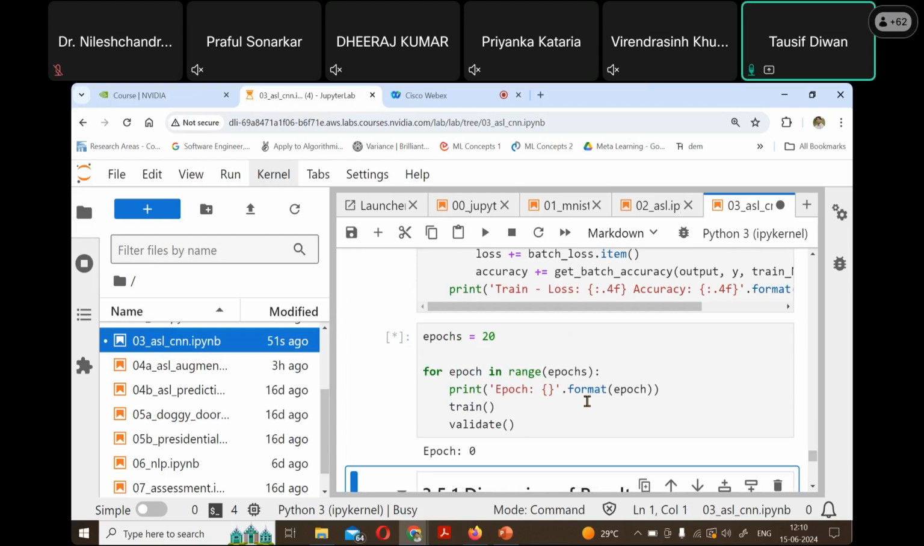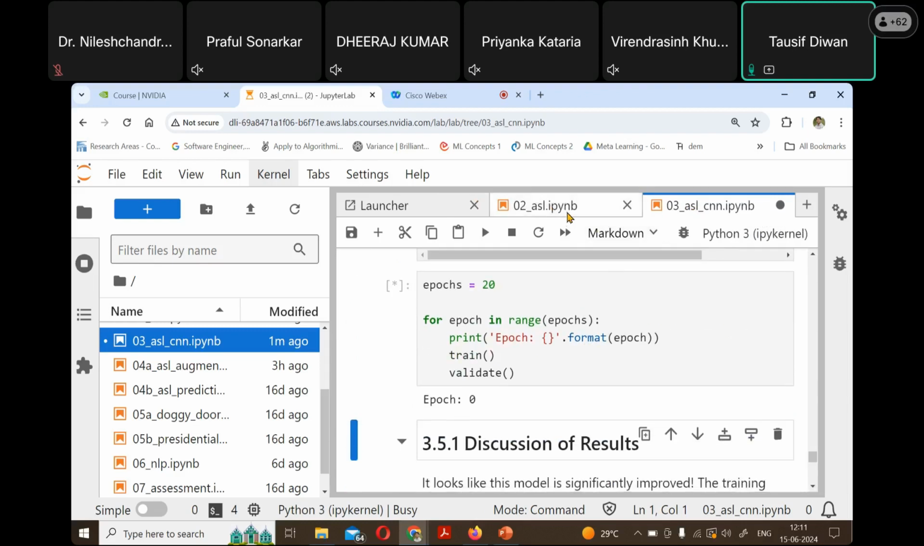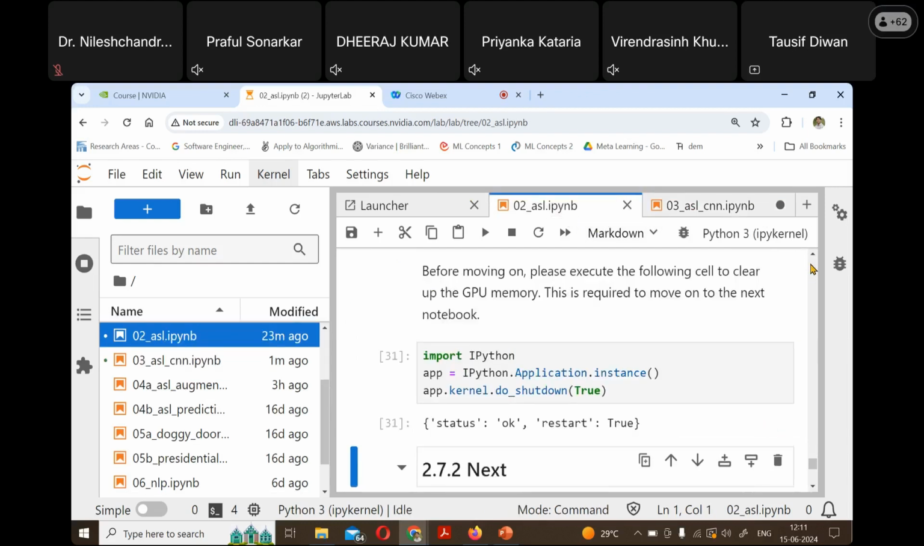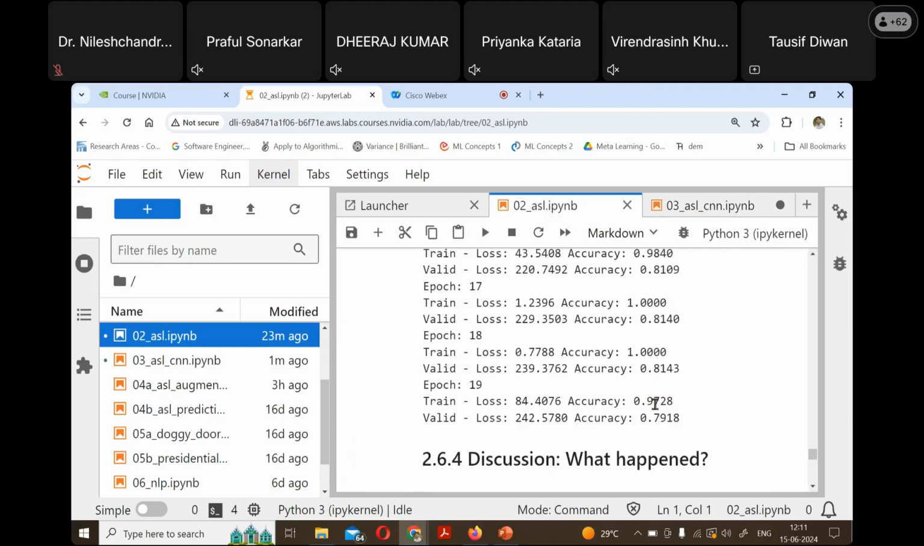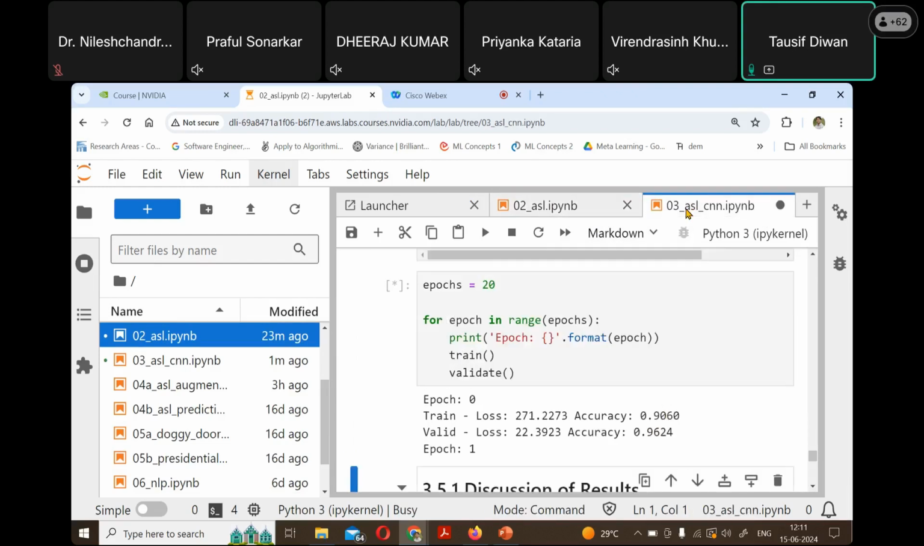In the previous notebook also we ran the same thing for 20 epochs. This time also we are running it for 20 epochs. We will try to compare the results of the first and second. Sorry, second and third. This is American Sign Language with a deep plain neural network, and this is also American Sign Language with a convolutional neural network. We will try to compare both of these results. This is my previous result. This one. 97.28 was the training accuracy and 80% validation accuracy.